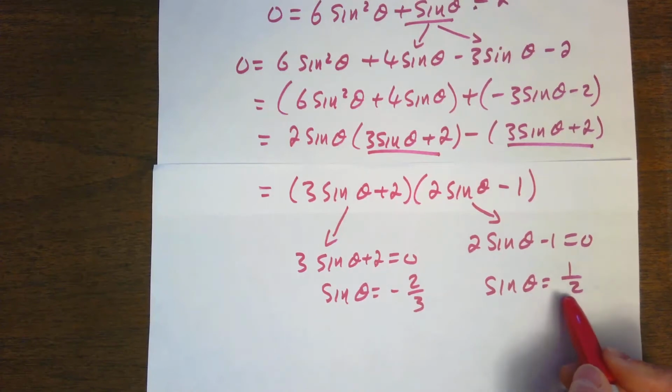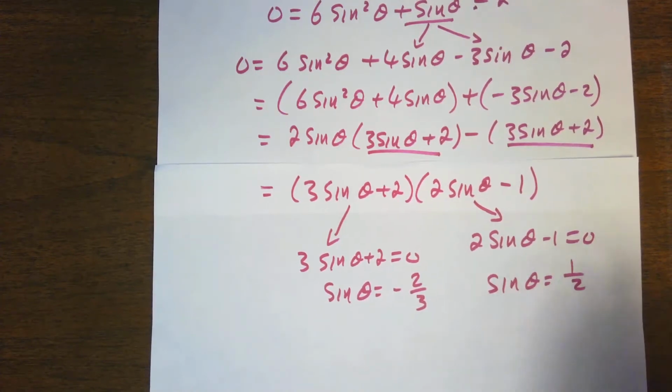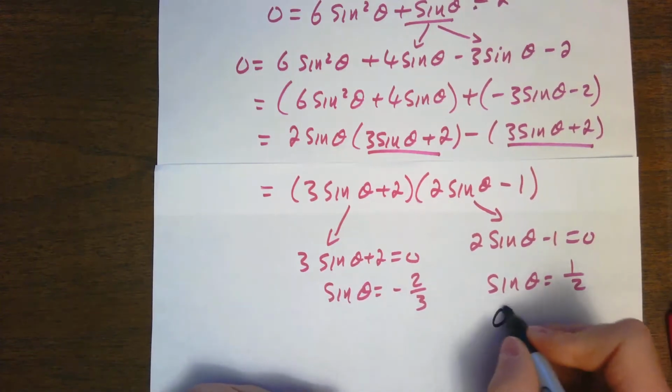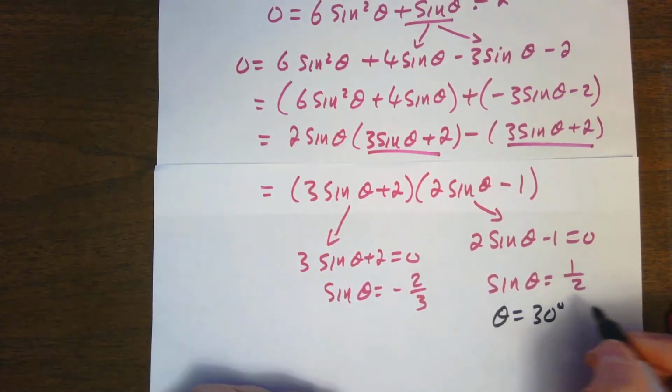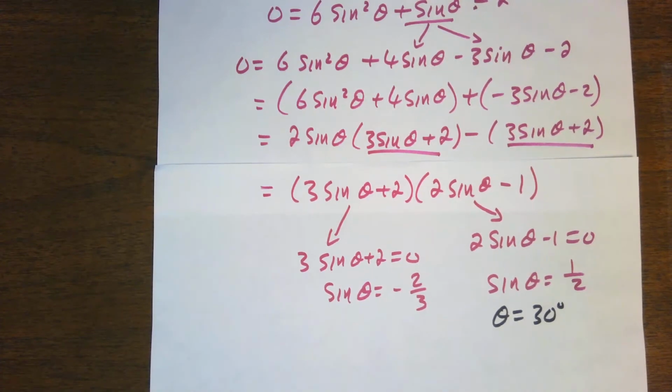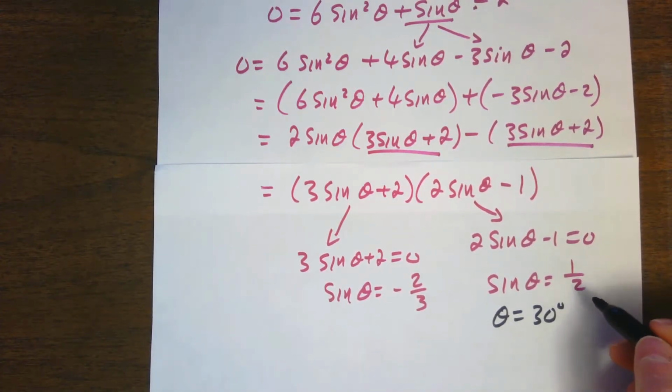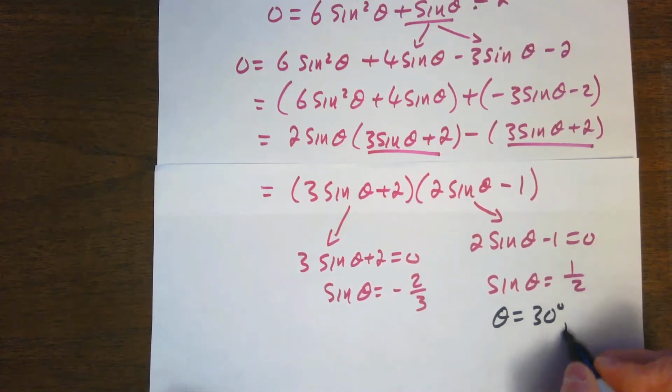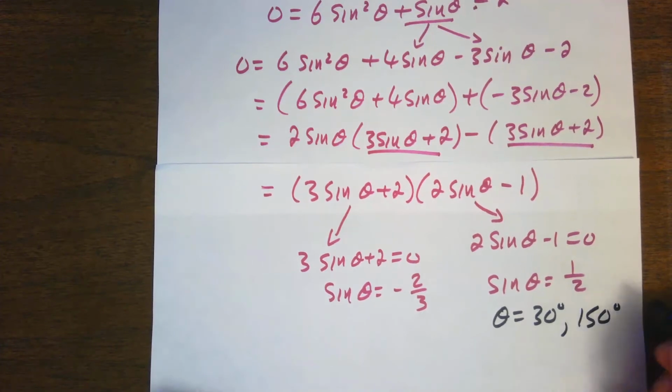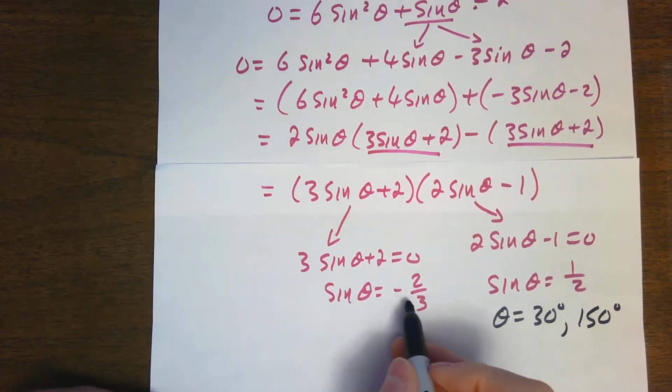All right, so where is the sine equal to 1/2? Well, in the first quadrant, theta could equal 30 degrees, pi over 6. But where else? Sine is also positive in the second quadrant. What angle in the second quadrant has a sine of 1/2? 150 degrees.